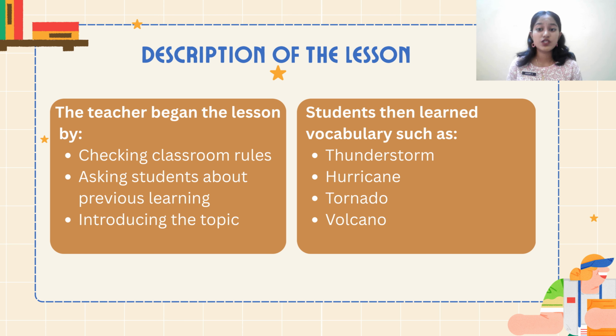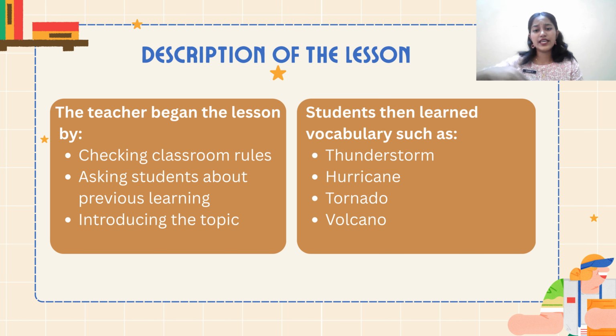First, I will describe what happened in the lesson. The teacher begins the lesson by checking classroom rules and reviewing what students learned previously. This helps to activate the students' prior knowledge. And next, the teacher introduces the topic natural disaster and asks students what they think the book will be about, which encourages the students to think and predict the lesson content.